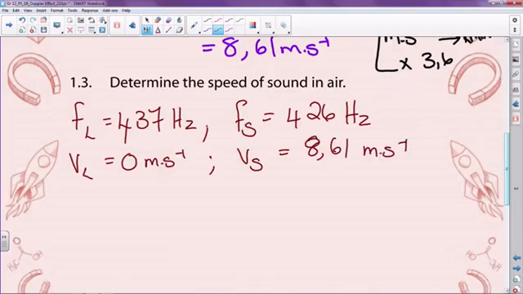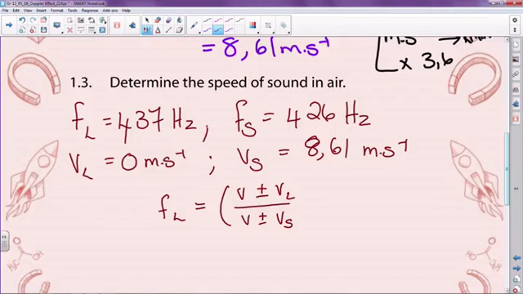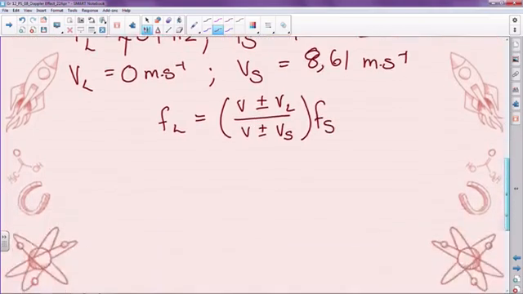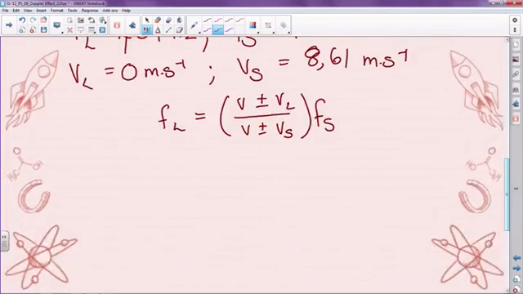Now this is about using the equation. So I know I need to use the Doppler equation, and it says to us that the listener's frequency is the speed of sound plus or minus the listener's velocity, over the speed of sound plus or minus the source's velocity. Now in the substitution, this is where we make a decision about the plus or minus. So we know that this is going to be 436. Okay, so watch how I'm going to put this in.